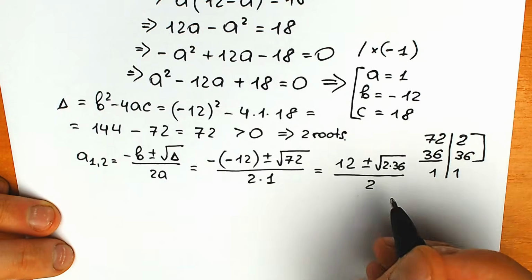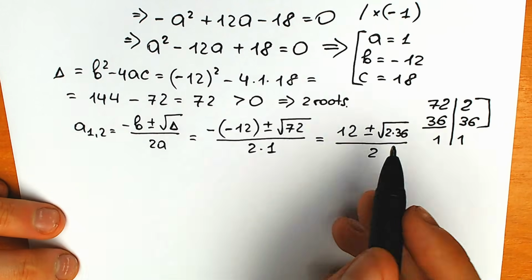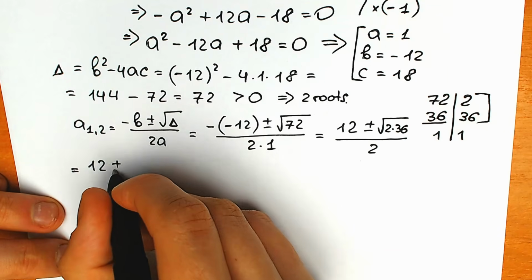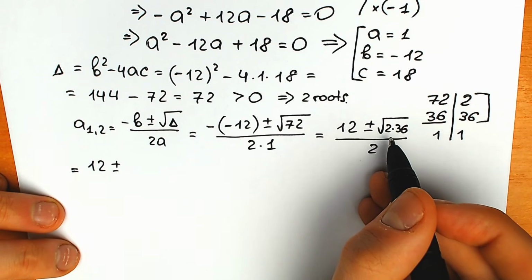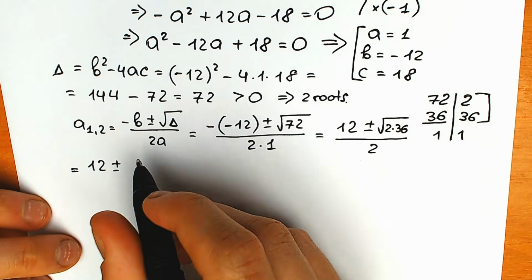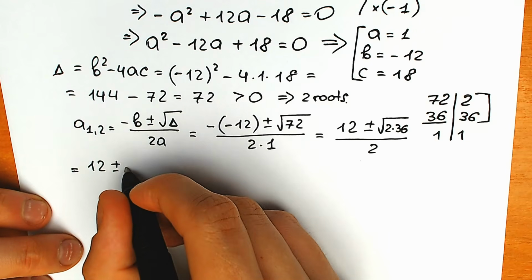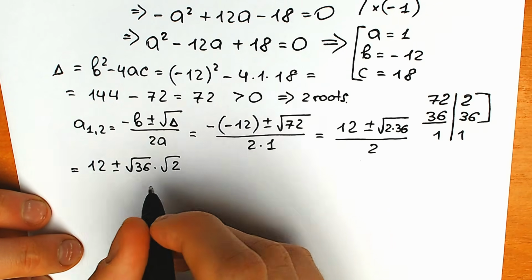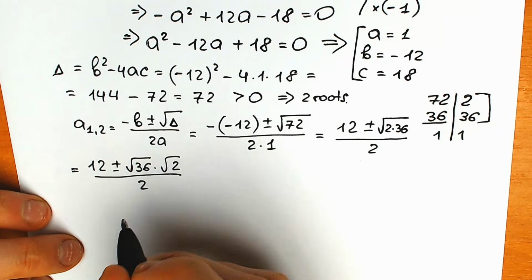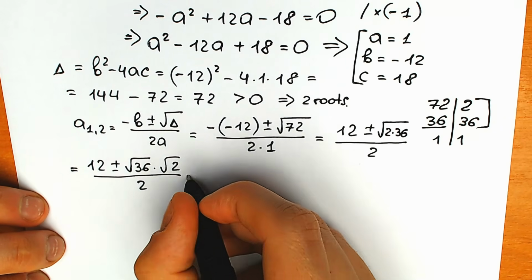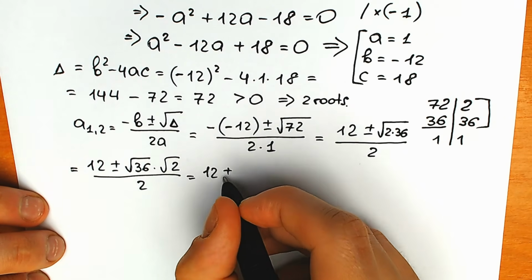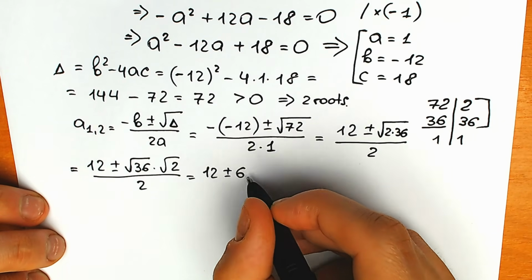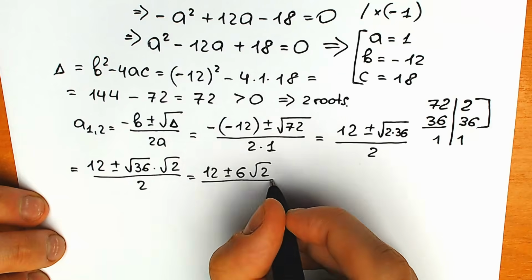All over 2. And a lot of students might be asking why this expression, and here is my quick trick: because 12 plus minus square root of 2 times 36, the square root of a product equals the product of square roots. So we have square root of 36, I'm going to write it in the first position, times square root of 2, all over 2. And the final step, 12 plus minus square root of 36, which equals 6. So we have 6 square root of 2 all over 2.